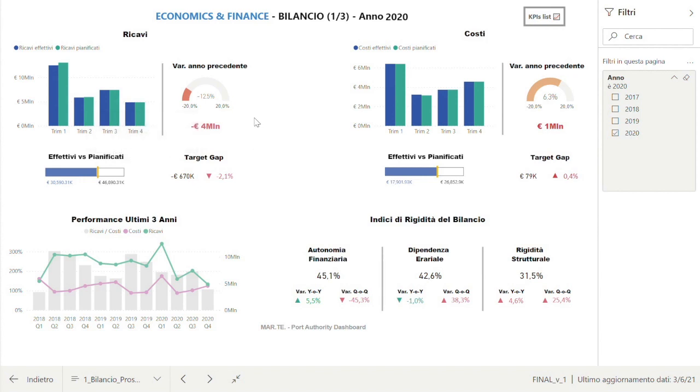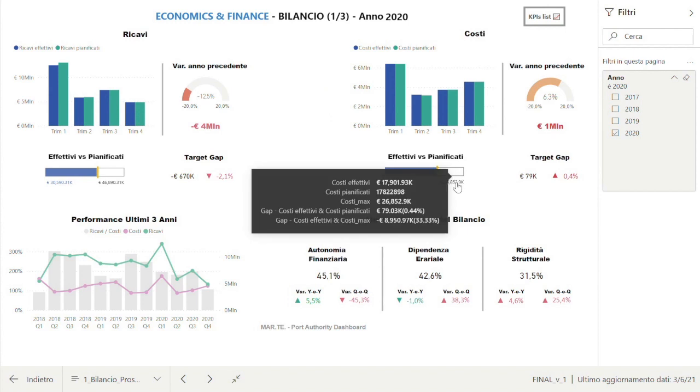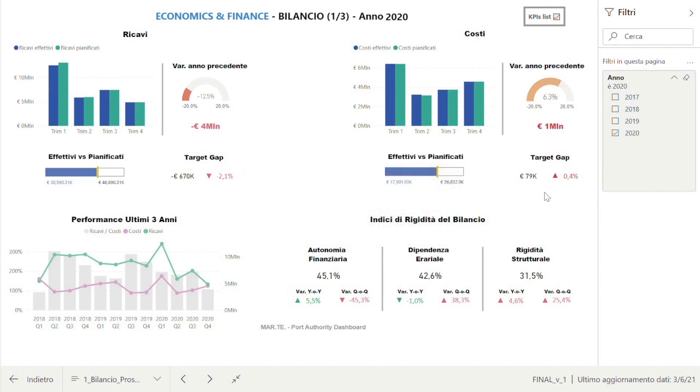In addition, the percentage and the absolute variation of effective revenues compared to the previous year is also shown, so compared to 2019. The same analysis is also proposed for costs in the graph on top right. As can be seen, there is a negative target gap both for revenues and costs. Effective revenues, more in details, were about 2 percentage points lower than the planned ones, while the costs were about 0.5 percentage points higher than the planned ones.